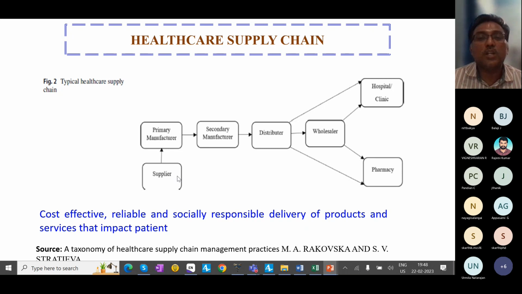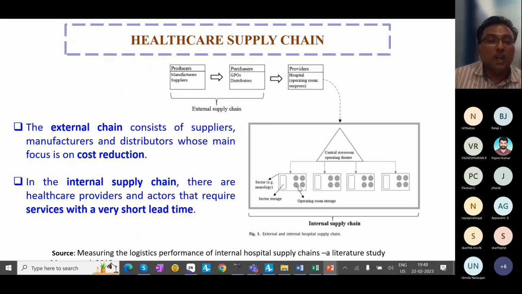And this is another way some researchers pointed out the healthcare supply chain: supplier, primary manufacturer, secondary distributor, hospital, and pharmacy, everything. According to this source, which measures the logistic performance of the internal supply chain, in this paper they divide the supply chain into two parts, and many other literature also cite this way of categorizing the healthcare supply chain. They divide it into two parts: one is the external supply chain, and another one is the internal supply chain.